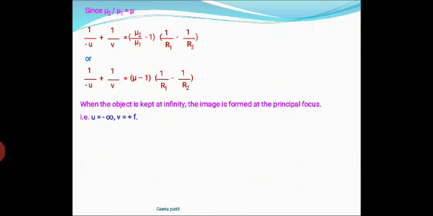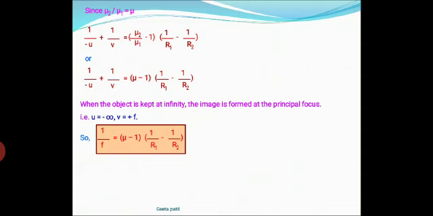Now let us consider the case when the object is kept at infinity, the image is formed at the principal focus. That is, the object distance is infinity. We put u equal to minus infinity and v equal to plus f. So the above equation becomes 1 by f is equal to mu minus 1 into 1 by R1 minus 1 by R2. This equation is called the lens maker formula.